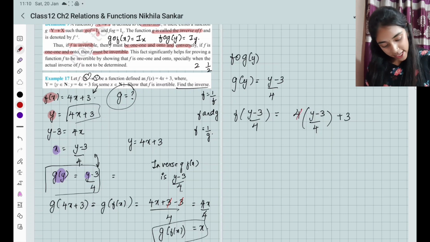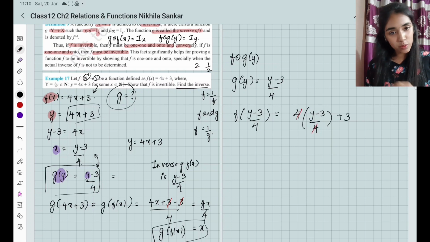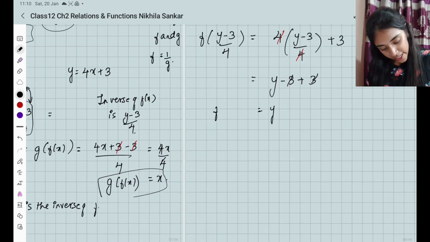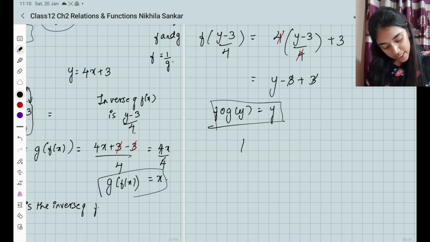So now when I cancel the 4 and the 4, it goes round and round and looks the same, but this is the meaning of the inverse function. This is how you have to find it. So you have y minus 3 plus 3. I can cancel this and I'm getting y. So what am I seeing? I see that f of g of y is simply going to be y. So from this I can say that f is the inverse of g.